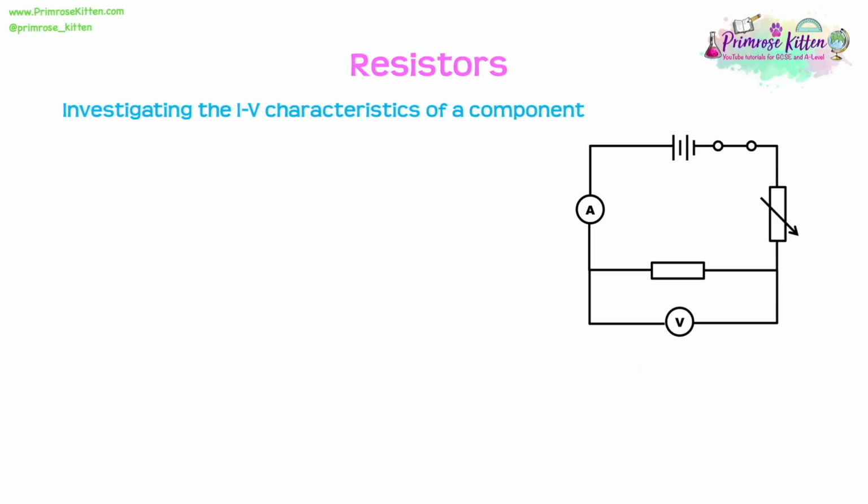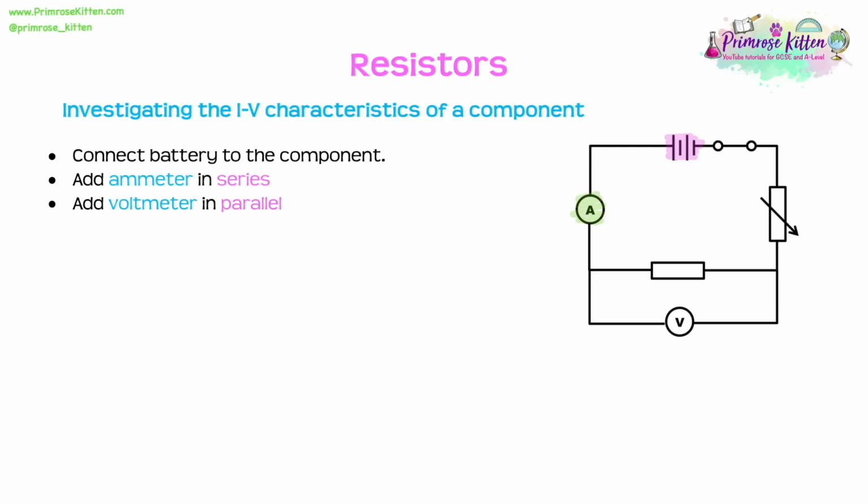A very common 6-mark question that we're likely to see in the exam will ask us to investigate the IV characteristics of a component, and they may name the component, but remember the method is going to be exactly the same regardless. The first thing that we need to say is that we need to connect a battery to the component. Then we need to add an ammeter in series. And, of course, we then need to add a voltmeter in parallel.